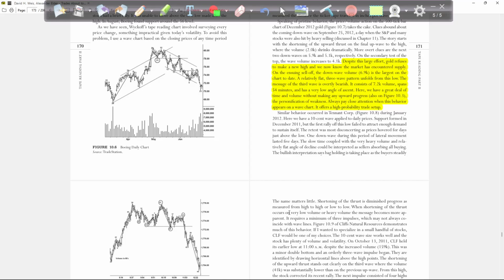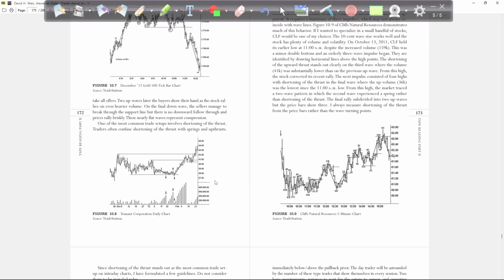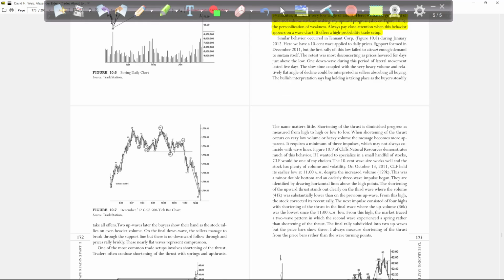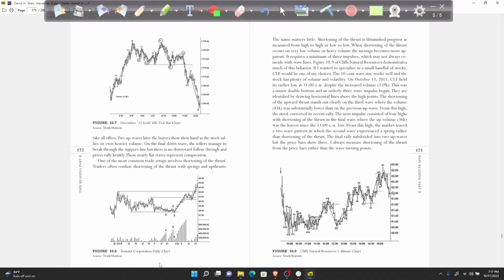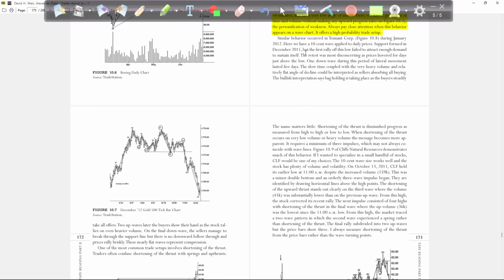Now, similar behavior occurred in 10-cent wave, figure 10.8 here. During January 2012, here we have a 10-cent wave applied to daily prices. Support formed in December 2011, but the first rally off this low failed to attract enough demand to sustain itself.